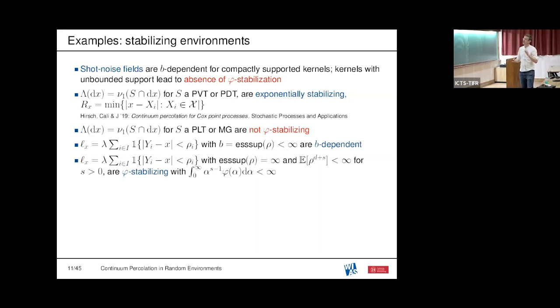So here are some examples. Shot noise fields are not stabilizing, but the Poisson-Voronoi and Poisson-Delaunay tessellations are stabilizing. And here maybe there is an opportunity to understand what stabilization means. So I consider these stabilization radii, and once more, the Poisson-Voronoi tessellation, I use it as an environment. The definition is you look at a Poisson point cloud and attach to every point its cell, which contains all points that are closer to that point than to any other point. And I'm looking at the edges. So I'm looking at these stabilization radii, which for a given position X, I check the closest point in the underlying Poisson point cloud.